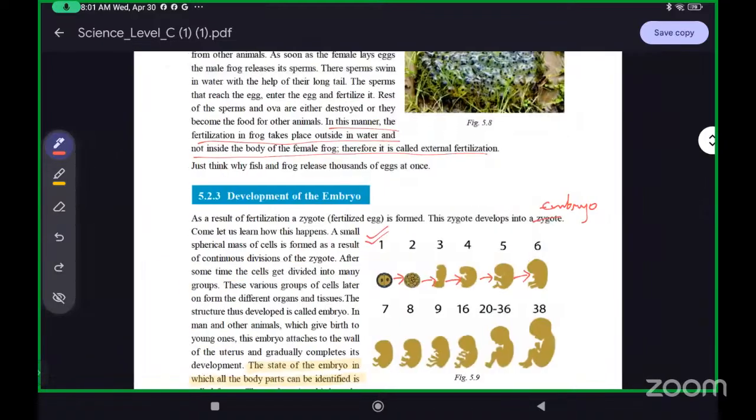The first step is when the cells merge, which is known as the zygote. Then it divides itself into many parts and cell groups, and they form organs and tissues; this is called an embryo. Then when they grow and develop body parts that become identifiable, it is known as a fetus. And then the fetus finally develops into the baby.